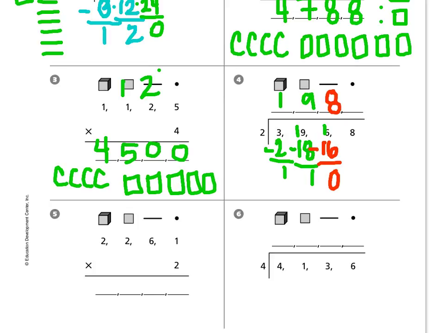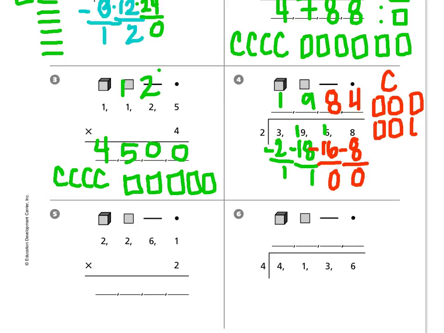Now I have just 8. 2 goes into 8 4 times. 4 times 2 is 8. Subtract and I get 0. Now you need to represent 1,984, so that's 1 crate, 9 boxes, 8 packs, and 4 erasers.